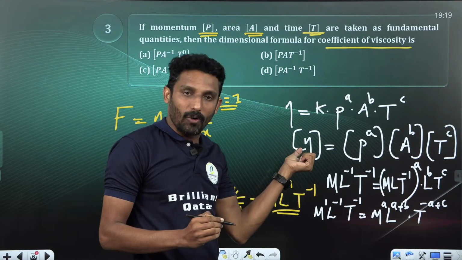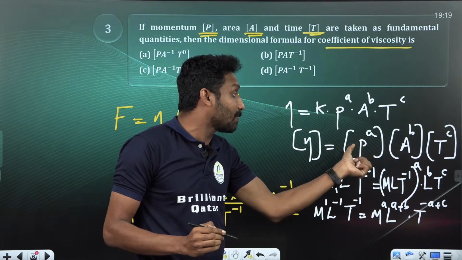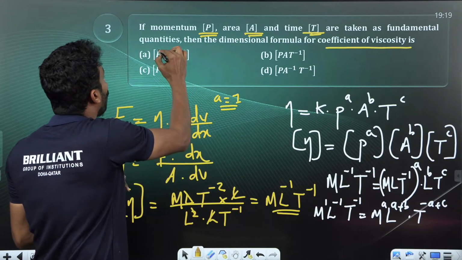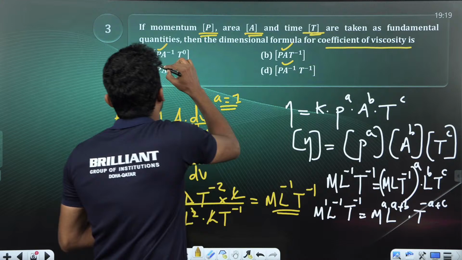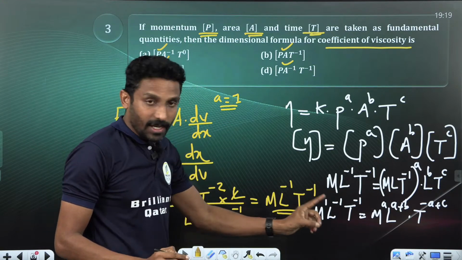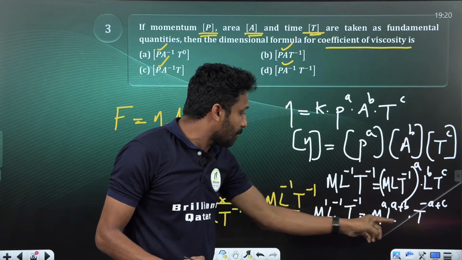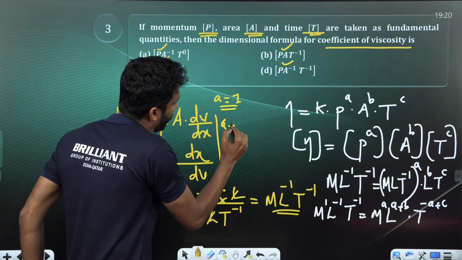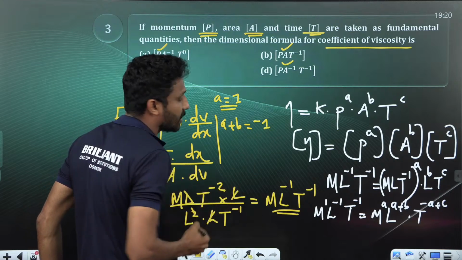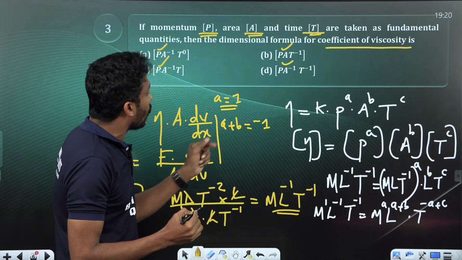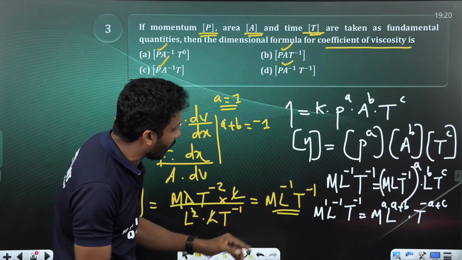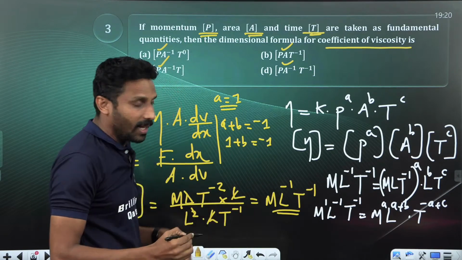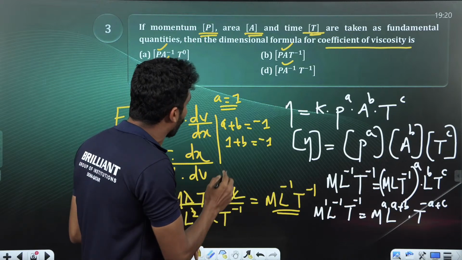Then now look, coefficient of viscosity is P raised to A. P raised to A means P raised to 1. The power of pressure is 1 in all options. Okay. Now we are having A plus B. A plus B is equal to minus 1. Okay, A plus B, I can write here, A plus B is equal to minus 1, isn't it? Now, what is A? A is equal to 1 only. 1 plus B is equal to minus 1. Okay, then what it will be? It will be B is equal to the power of B.